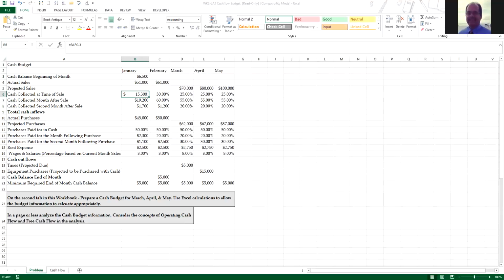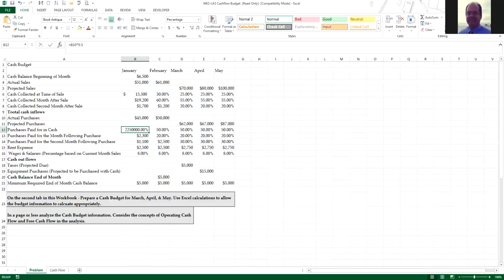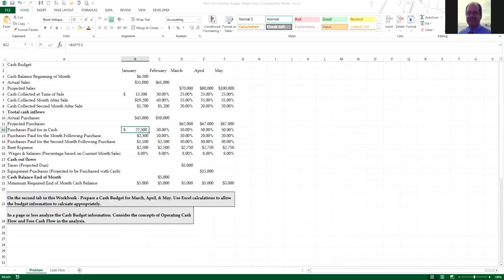Now we need to figure out purchases that were paid in cash. We see that in January we had actual purchases of $45,000. So we need to multiply 45,000 times 50%. So here, once again, equal 45,000 times 0.50, and I'll need to convert that again because the cell is formatted for percentages, so we need to change that in Excel. So there you go. You got 22,500.